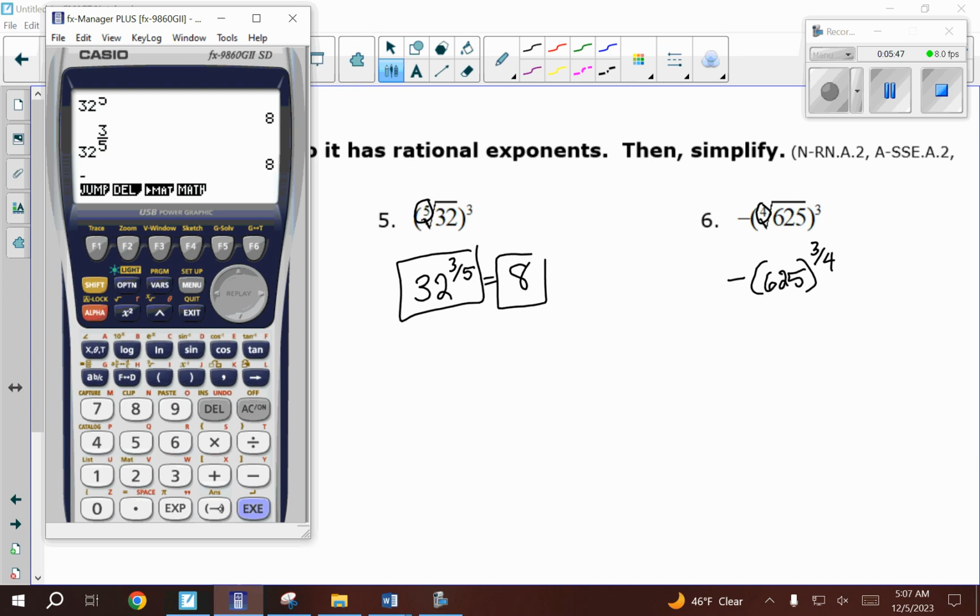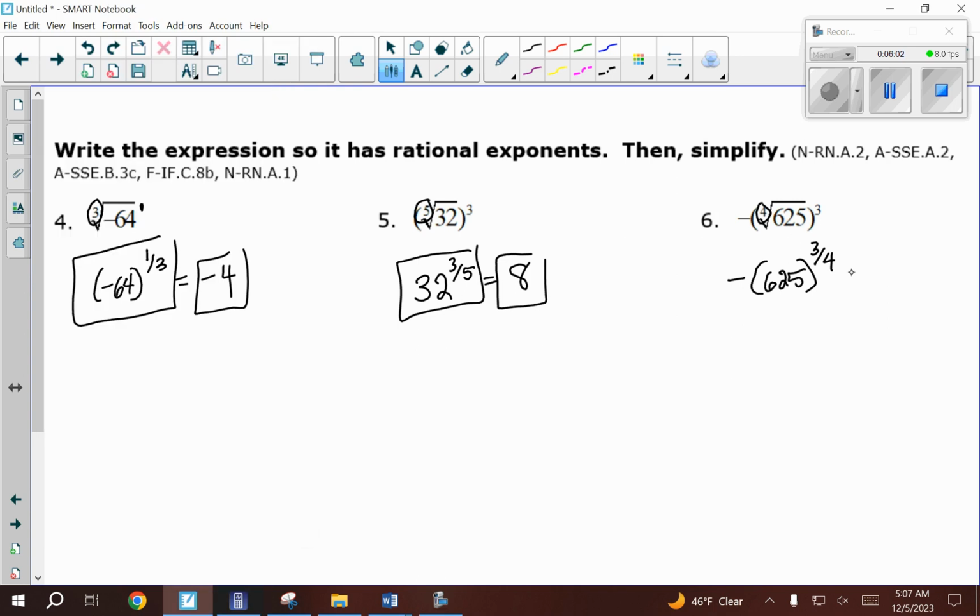So I'm going to put negative, parentheses, 625, close them, to the 3/4 power. So the answer is just negative 125. So that's my rational exponent, and that's my simplified form.